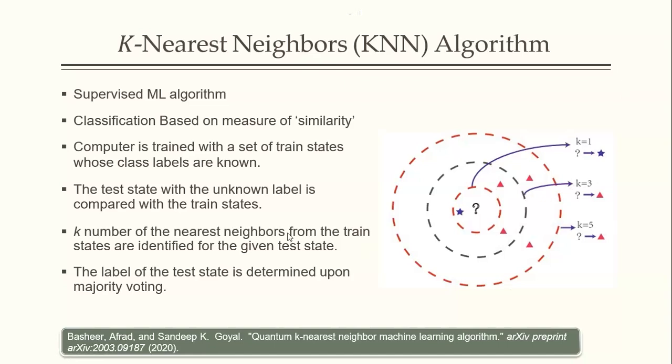Then the test state with the known label is compared with the training state. K number of neighbor states for the train state are identified for the given test state. This label of the test state is determined upon majority voting, which is referred from the 2022 paper by Bashir Afrad and Sandeep K. Goyal, Quantum K Nearest Neighbor Machine Learning Algorithm, research paper.